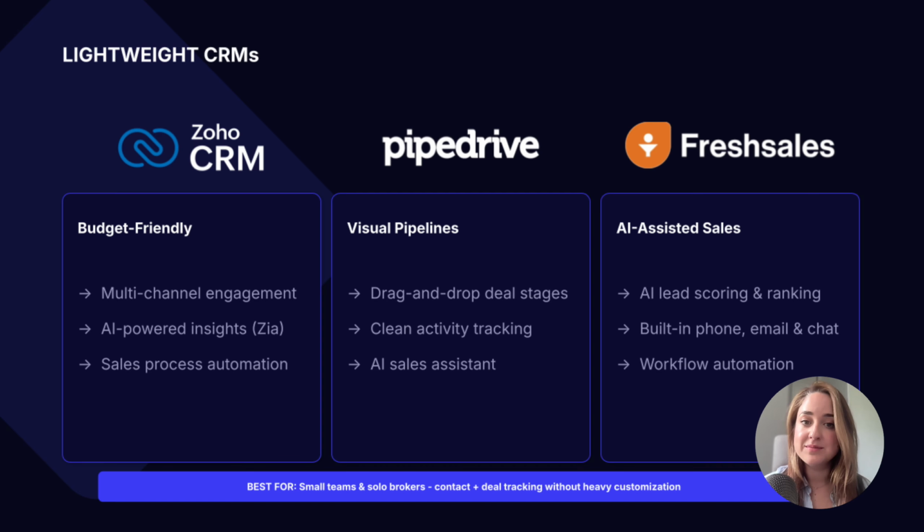Category 3 is lightweight sales CRMs. Not every CRE team needs a heavy platform. If your main need is tracking contacts, making notes, tasks, and looking at active deals in a clean interface, there are lighter options that get adopted and actually used. Zoho CRM starts at around $14 per month and works well for small teams or solo brokers. Pipedrive is excellent for visual pipeline management, drag and drop deal stages, easy activity tracking. And Freshsales adds AI-powered lead scoring and is good for teams with multi-channel outreach.